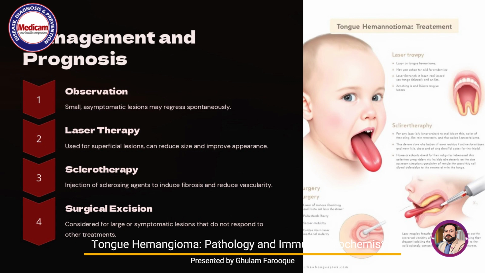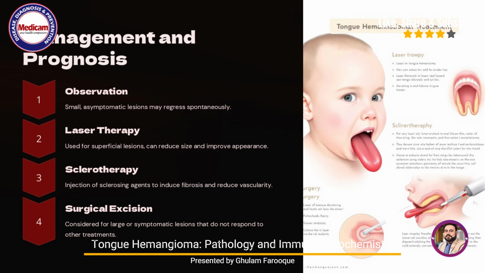3. Sclerotherapy. Effective for deeper lesions, such as lymphangiomas and venous malformations. Involves injecting sclerosing agents, e.g., ethanol, bleomycin, to induce fibrosis and shrink the lesion. Reduces symptoms like pain, swelling, and functional impairment. 4. Surgical excision, indicated for large, symptomatic, or recurrent lesions. Ensures complete removal but carries risks like scarring, recurrence, and nerve damage, depending on the location.